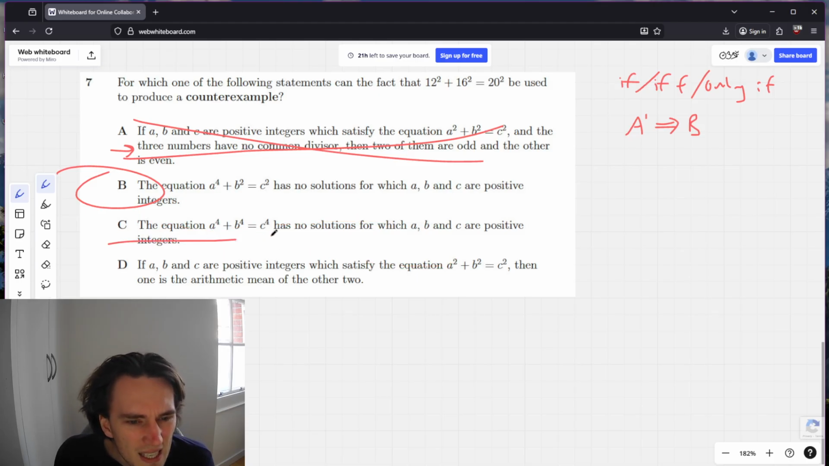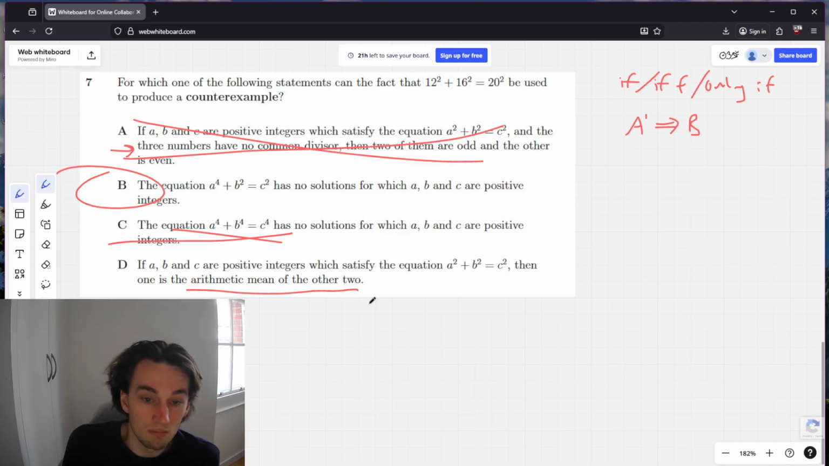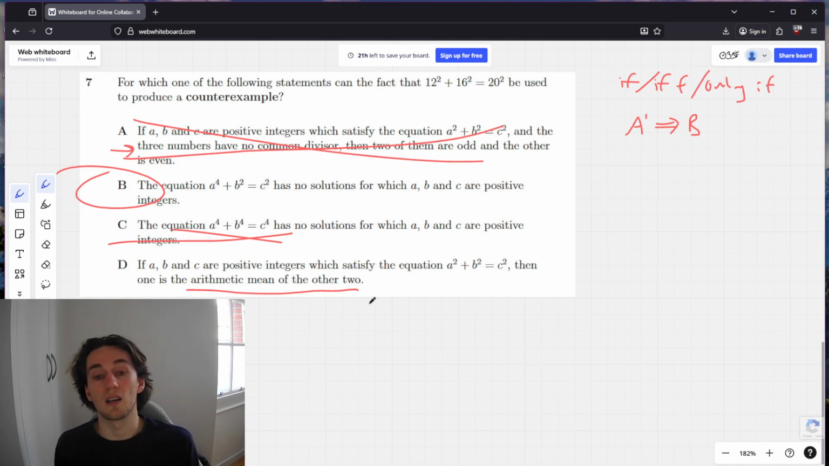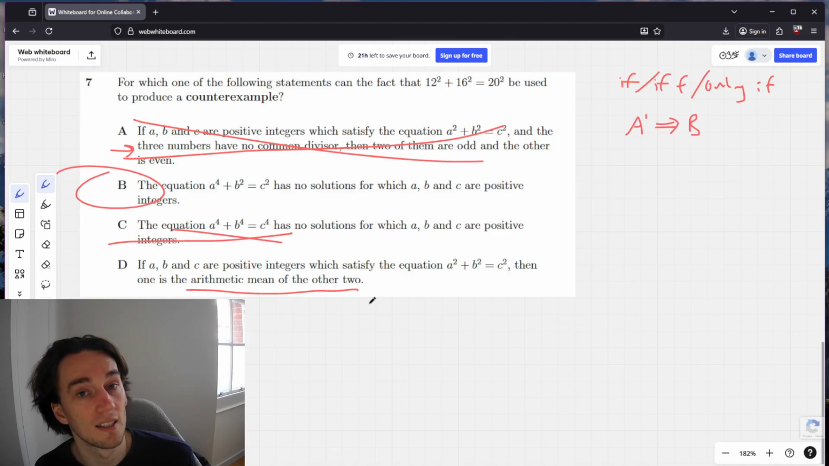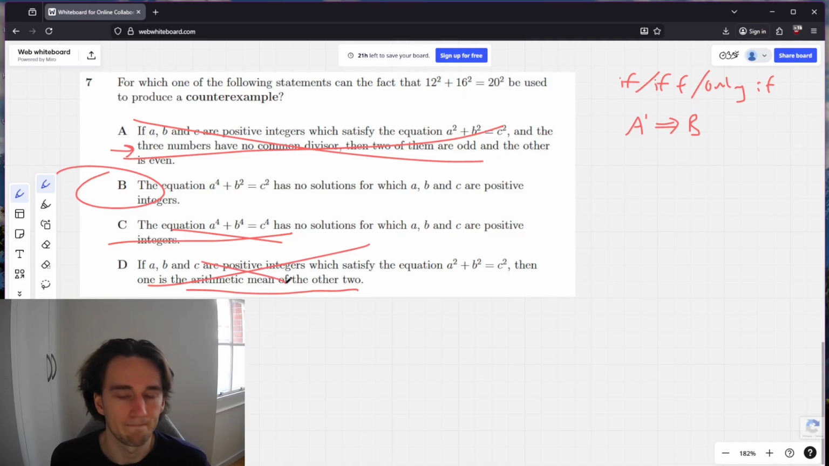Now let's look at D. One is the arithmetic mean of the other two, meaning it's in the middle. So 16 is in the middle of 12 and 20. 12 plus 20 divided by 2 is 16. So this is a statement that is actually wrong, but here's a demonstration of it happening to be right for one specific case. That's not what a counterexample is. A counterexample is the statement being wrong. So again, we wouldn't care about D either.